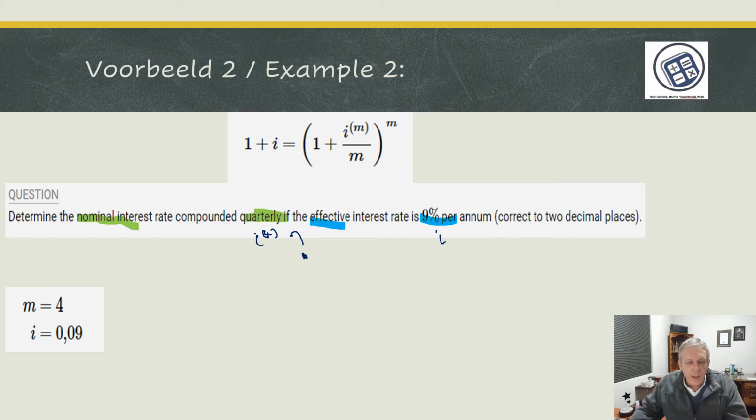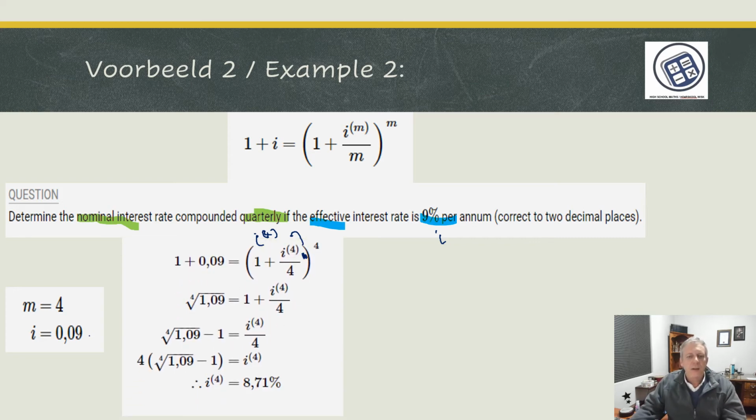So remember now M is 4 because we get 4 times a year interest, and this is the effective rate, the 0.09. So if we substitute it into our formula, let me just clean it here that we can see nicely. So if we substitute this now back into our formula, we can clearly see here's the effective rate then. And there's our nominal rate that we must work out. And it's 4 times a year and per quarter.